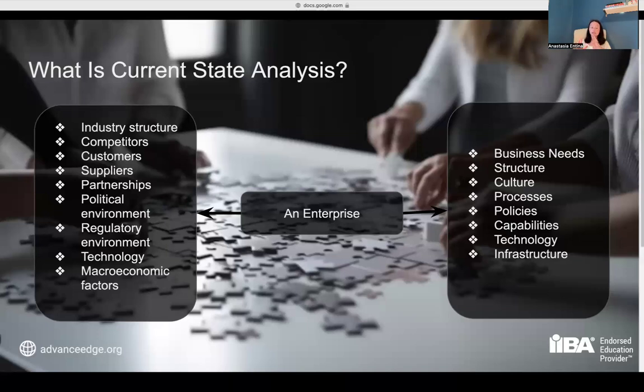But within current state analysis task, we should always think about the exterior, so to say, right? Or those factors that are outside the enterprise, the industry structure that the enterprise operates in. What are their competitors, customers, suppliers, partners? What is the political environment, probably in the state where the company operates? What regulatory environment can influence our strategies, and what regulatory environment and factors should we be aware of? The technology that is available out there, and even macroeconomic factors, right? And this is a lot to analyze, right? When doing current state analysis.